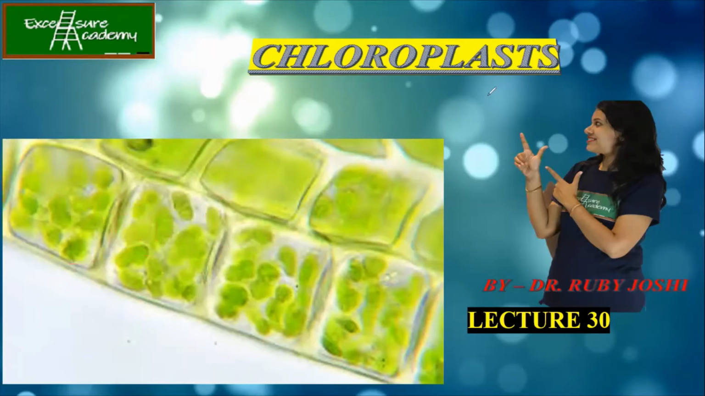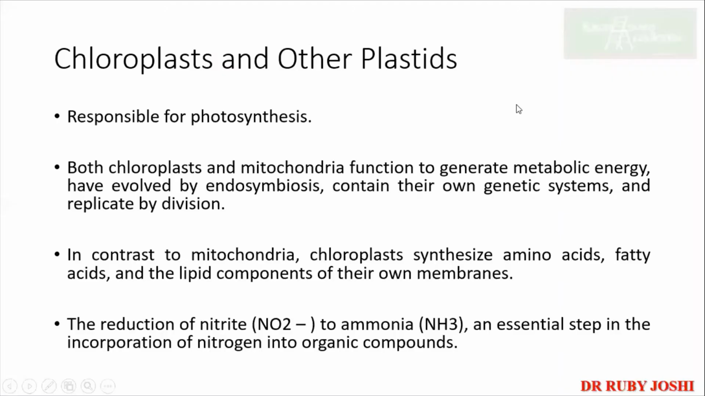Even for plants to carry out their metabolic activities, mitochondria is required. Let's start with chloroplast then, and the other plastids. Chloroplasts are responsible for photosynthesis. This is just the function of the chloroplast, which I'm saying in brief. All this we will be doing in detail in biochemistry, so don't worry about it. Both chloroplast and mitochondria function to generate metabolic energy. They have evolved by endosymbiosis. They contain their own genetic system and they replicate by division.